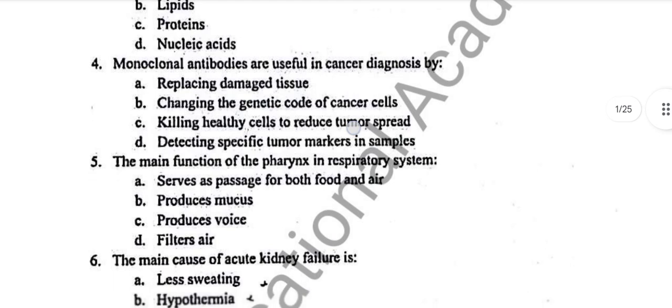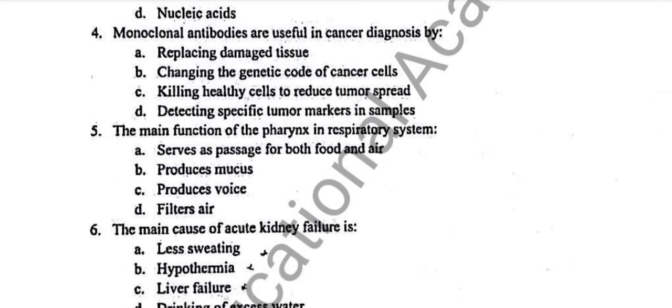Question number 5. The main function of pharynx in respiratory system: A. Serve as passage for both food and air. B. Produces mucus. C. Produces voice. D. Filters air. And the correct option is A. Serves as passage for both food and air. The pharynx is a common passage shared by the respiratory and digestive systems.